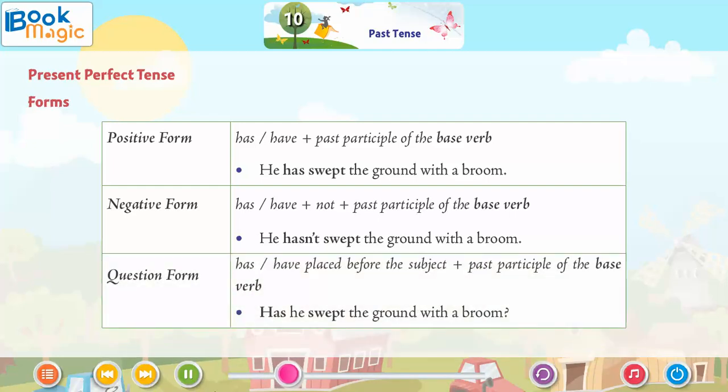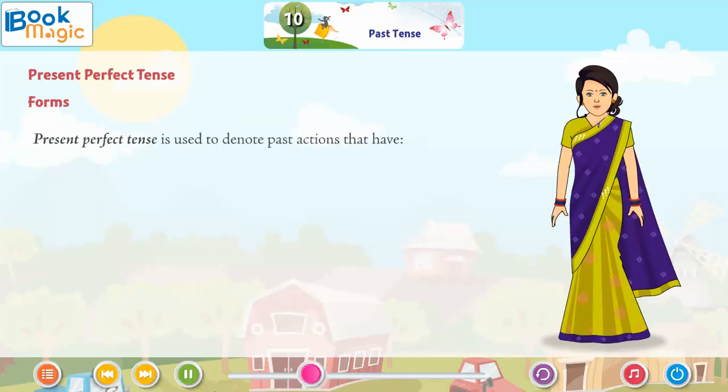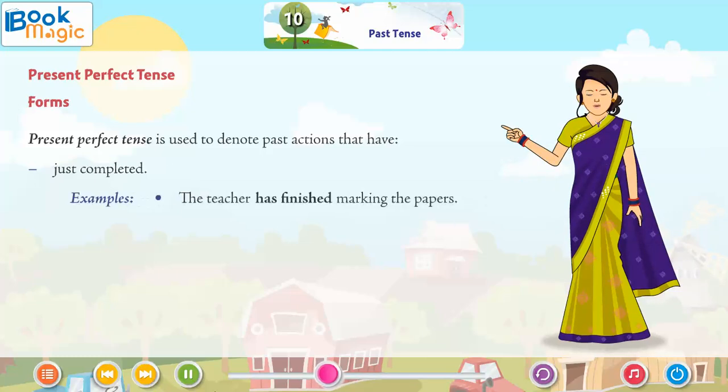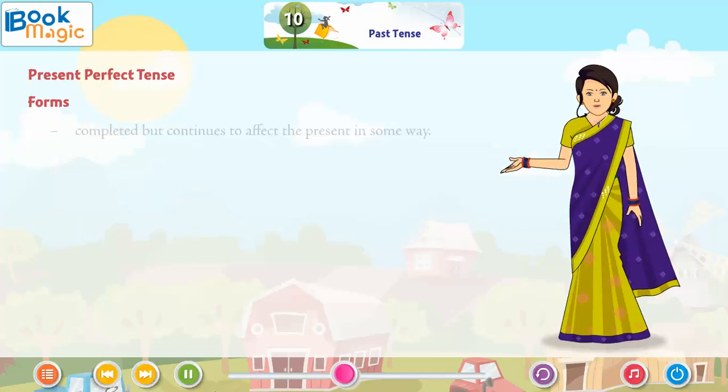Question form: has or have placed before the subject plus past participle of the base verb. Has he swept the ground with a broom? Present perfect tense is used to denote past action that has just completed. Examples: The teacher has finished marking the papers. The trains have left the platform.